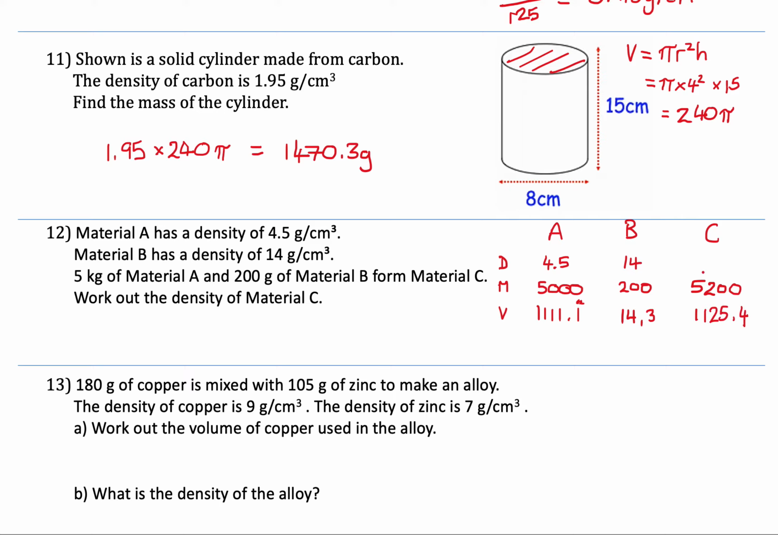And to work out a density, I would do mass divided by volume. And that gives me 4.62, or 4.6. I'll just give it as that. Okay, so its density is closer to that of the density of material A because we had much more of material A in this material.